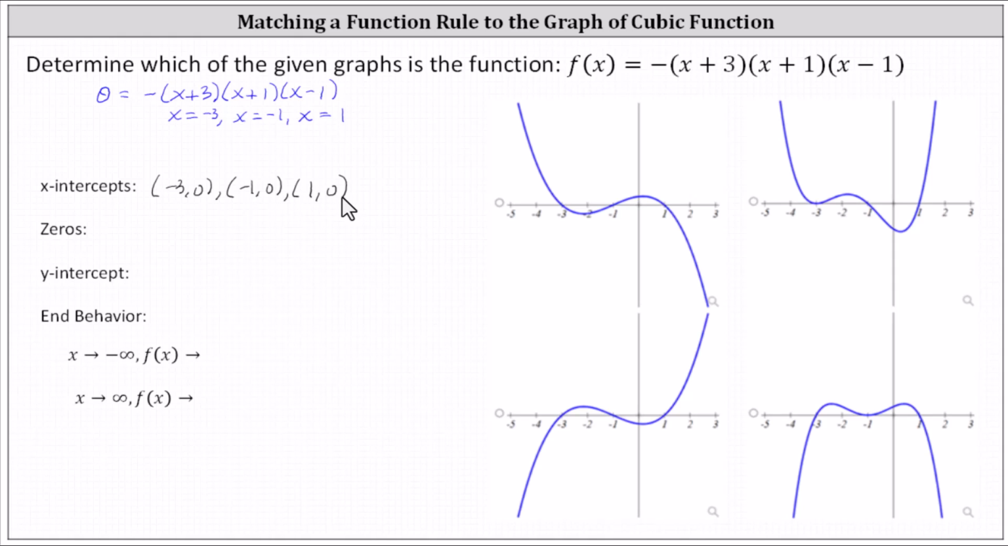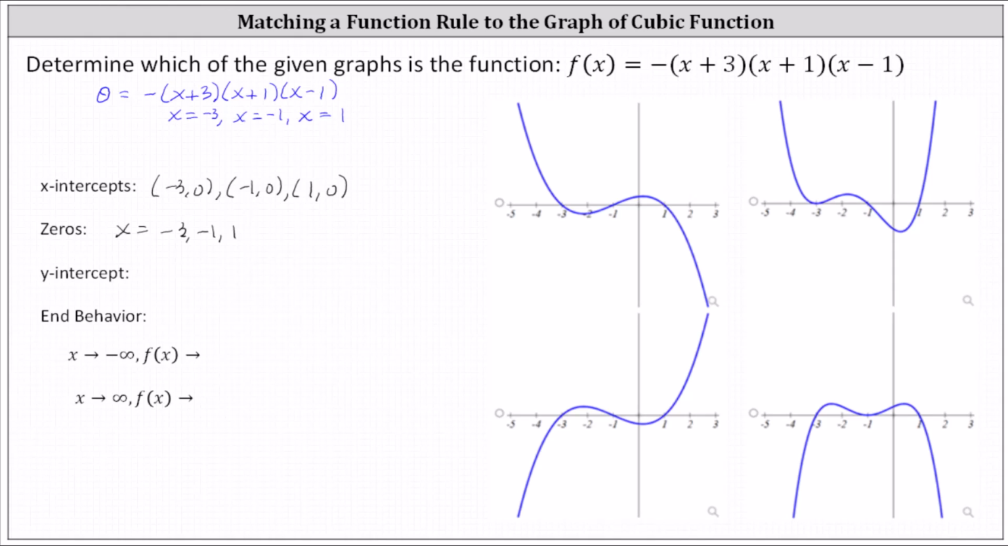However, notice all four graphs have these 3 points as their x-intercepts. And if these are the x-intercepts, recall these zeros are the x values that make the function value equal to 0, and therefore the zeros are x equals negative 3, negative 1, and 1. Notice each of the factors that gave us these zeros is raised to the first power, which means the multiplicity of each of these zeros is equal to 1. If we take a look at the graphs, recall this indicates the graph must cross through the x-axis at the x-intercepts, not touch the x-axis and bounce back.